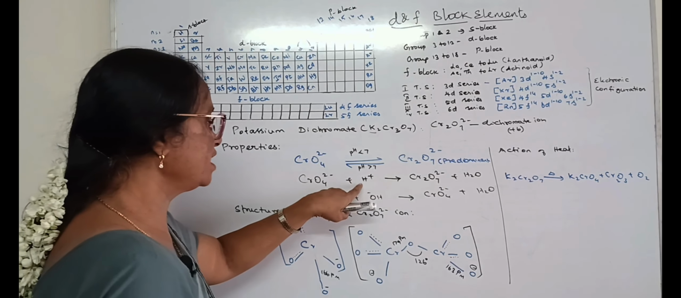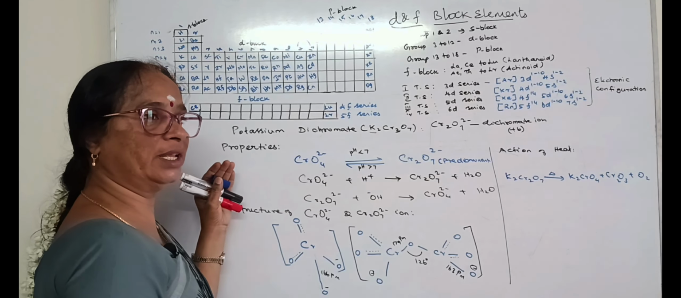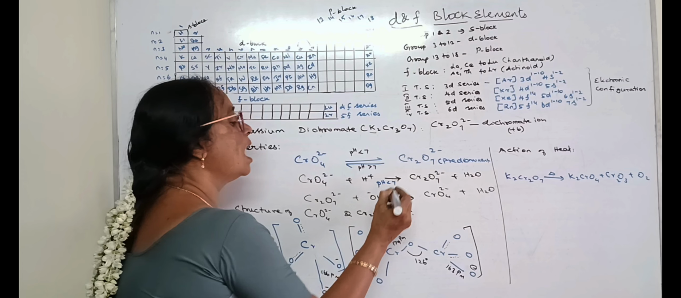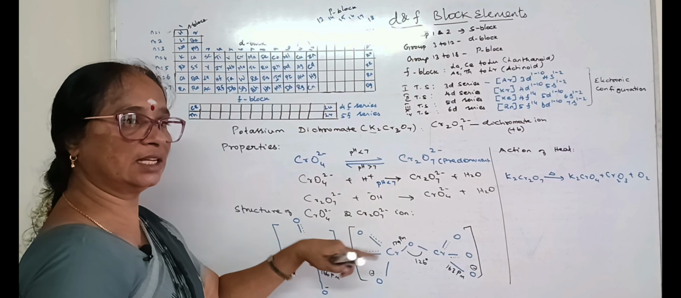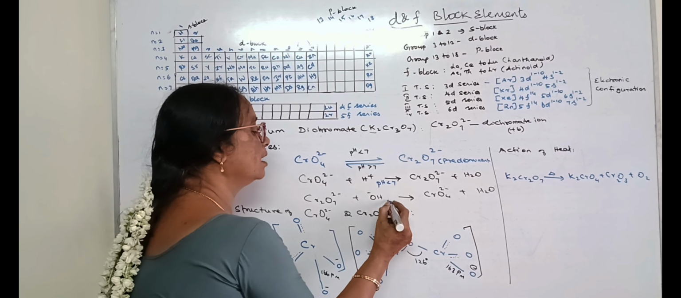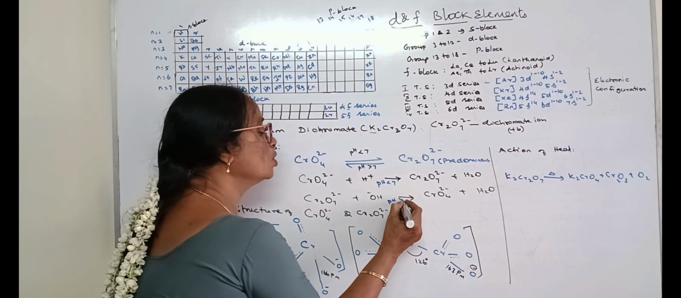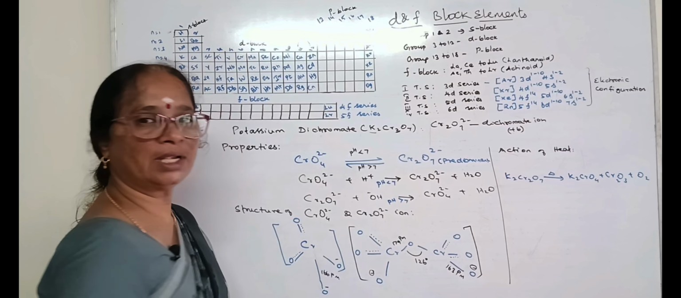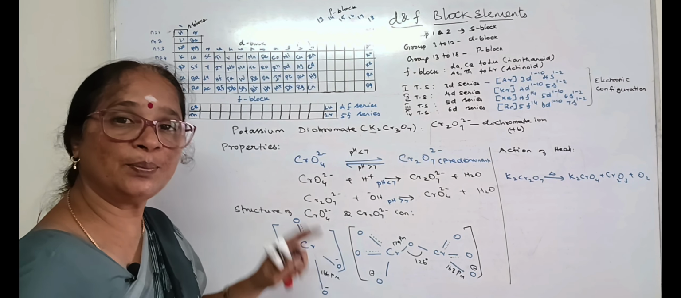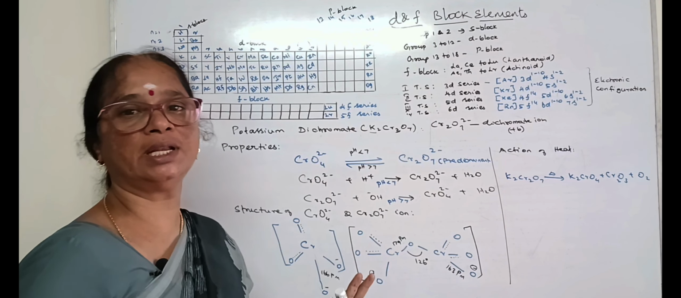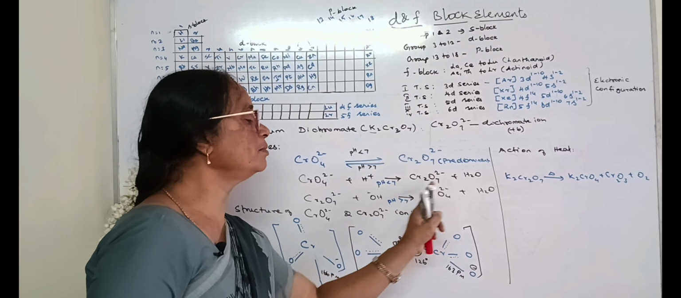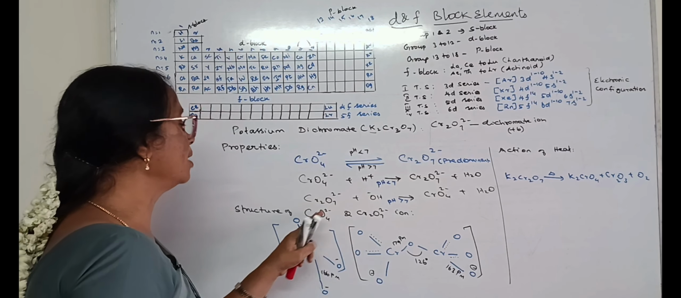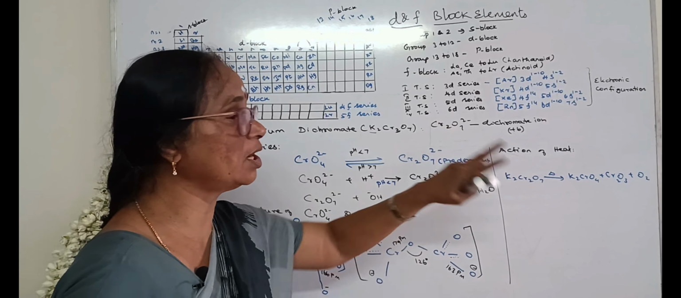H plus makes the acidic medium where the pH of the solution goes less than 7. At the same time, OH minus makes the basic medium, where the pH of the solution goes greater than 7. So we can say chromate and dichromate are interconvertible, depending on the pH of the medium. In acidic medium dichromate is predominantly present, and in basic medium chromate is predominantly present.